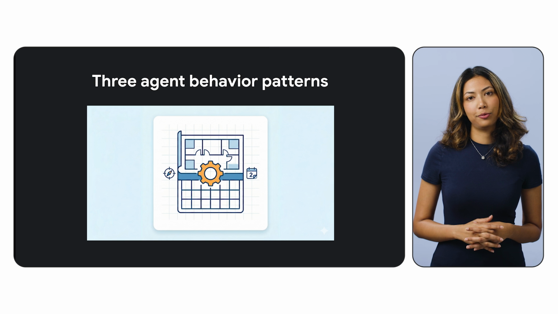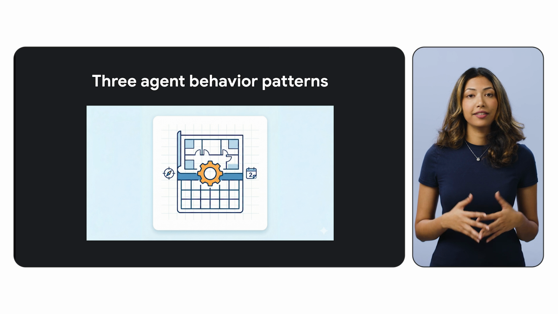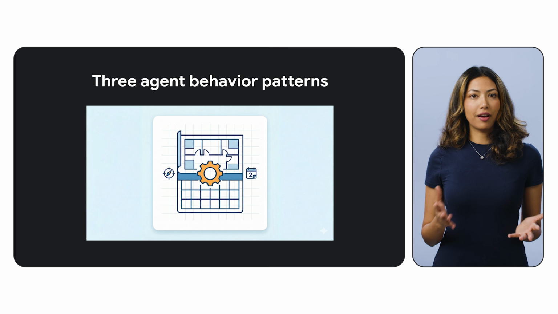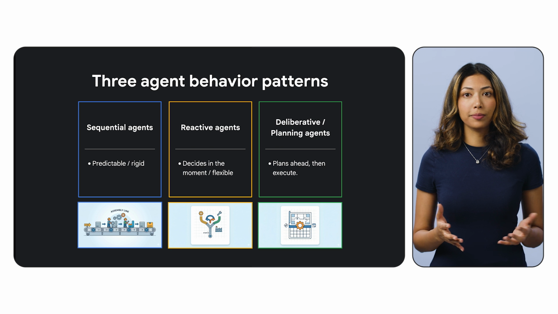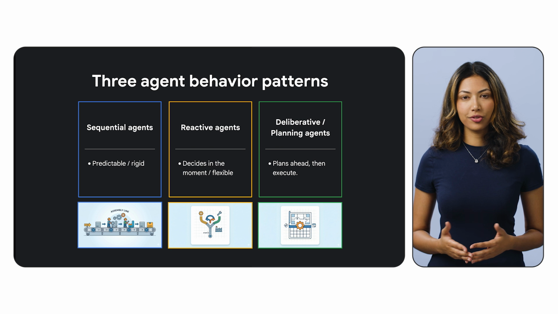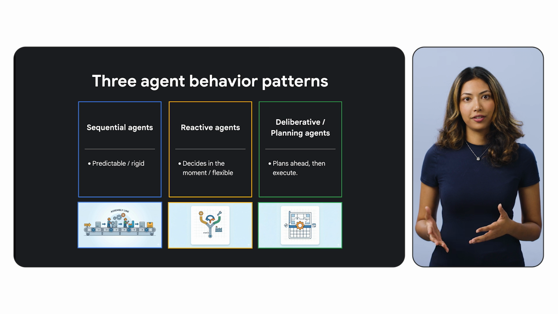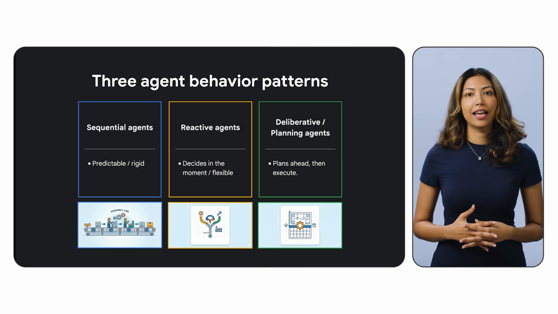Lastly, we have deliberate or planning agents. These pause to sketch a plan, then execute. Think about booking travel. You don't just buy a flight randomly. You pick dates, hotels, and then that's the order of steps that you follow through. So which of these is the right one for you? It depends on the problem. For simple, predictable flows, sequential is fine. For dynamic, reactive works better. And for multi-step goals with dependencies, you want planning agents. Okay, that's the high-level view.